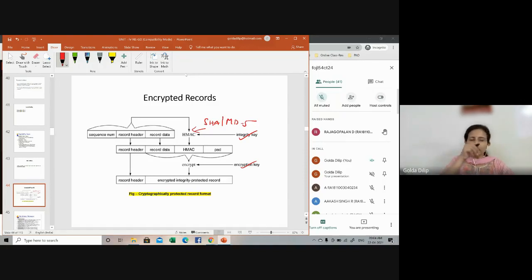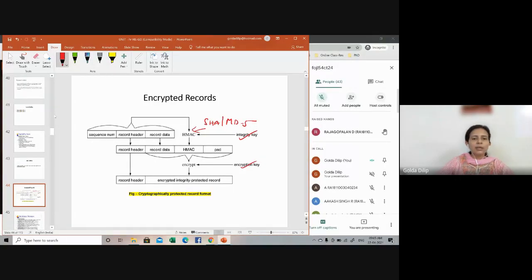There are two modes of cipher: either a block cipher mode or a stream cipher mode. Whatever techniques are suitable for block cipher mode are considered here, so a variety of encryption algorithms are there, because whatever encryption is provided by the block ciphers is used here. You can see the HMAC for integrity.